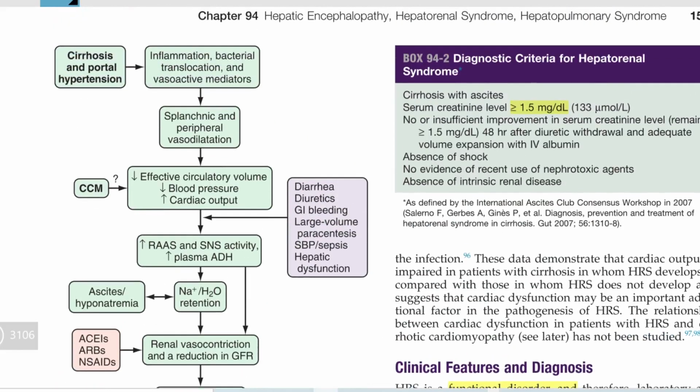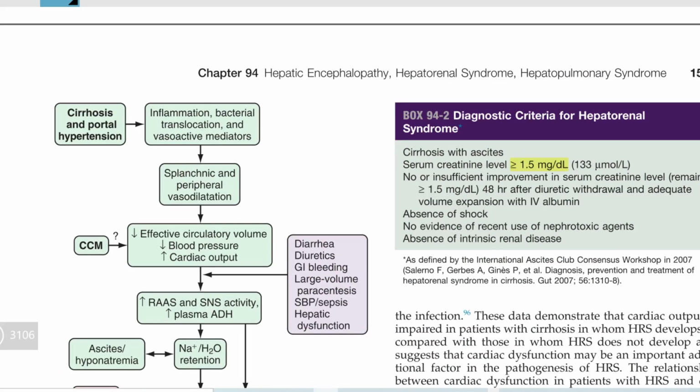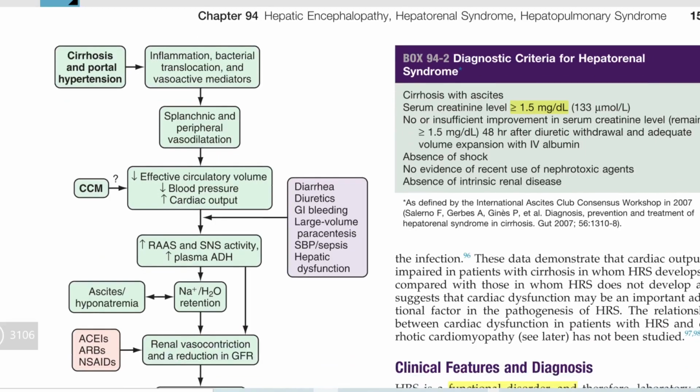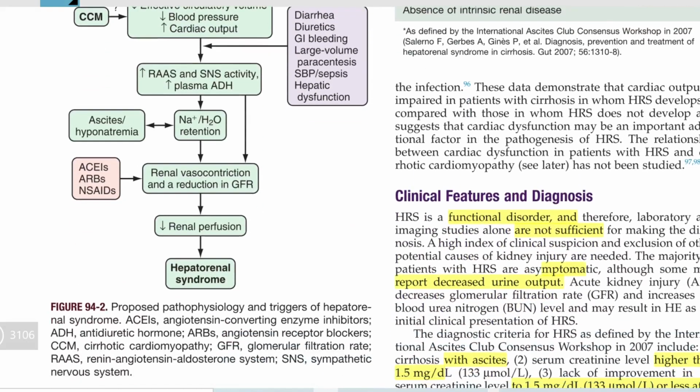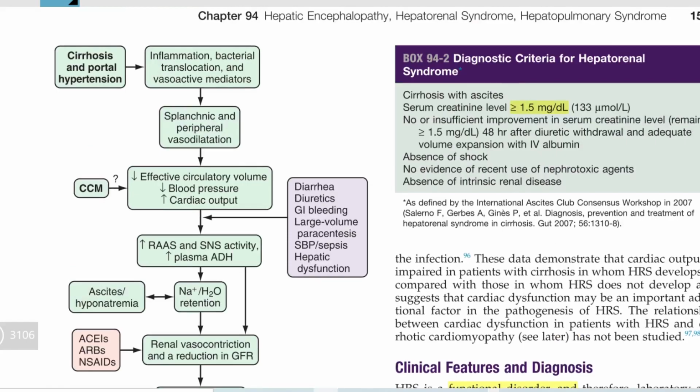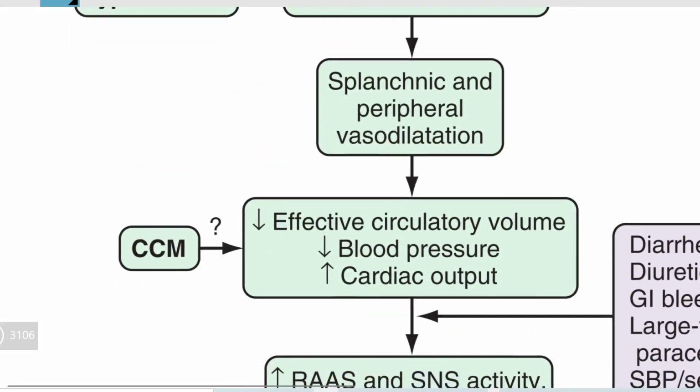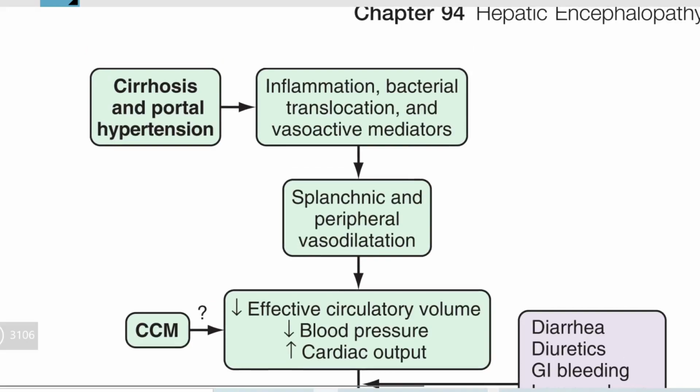Today we are going to discuss hepatorenal syndrome, its pathophysiology, and also clinical features. The proposed pathophysiology is given in this algorithm. So, in this algorithm, you can see that in patients with cirrhosis and portal hypertension, because of inflammation, bacterial translocation, and also vasoactive mediators, like nitric oxide, etc.